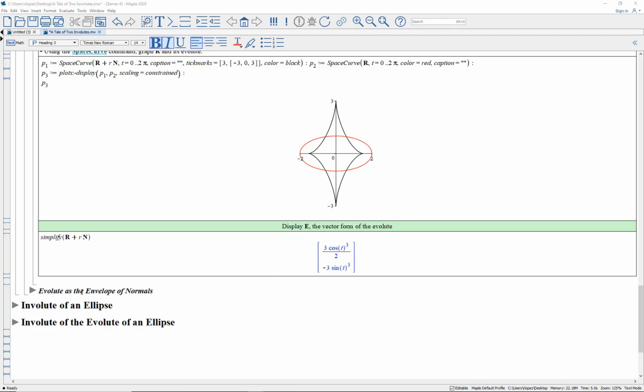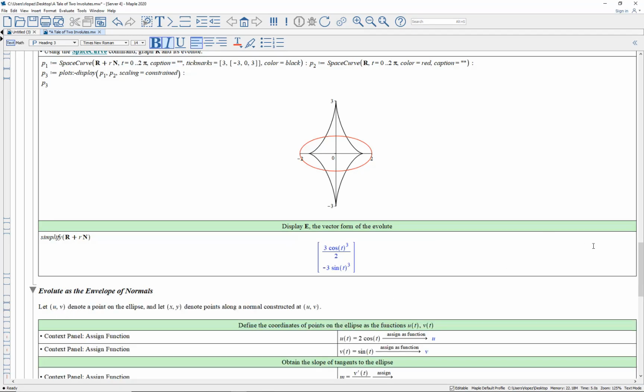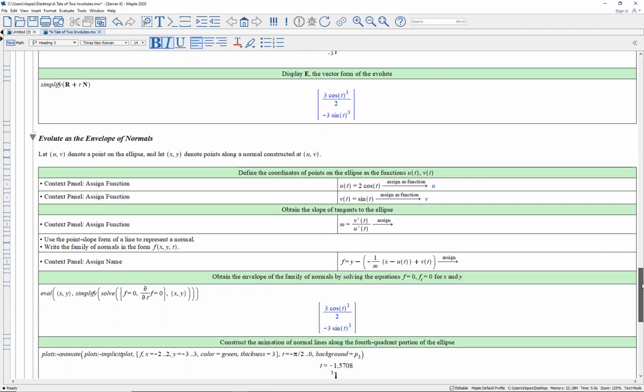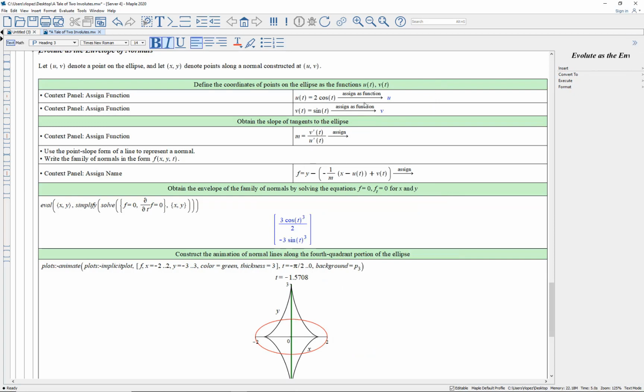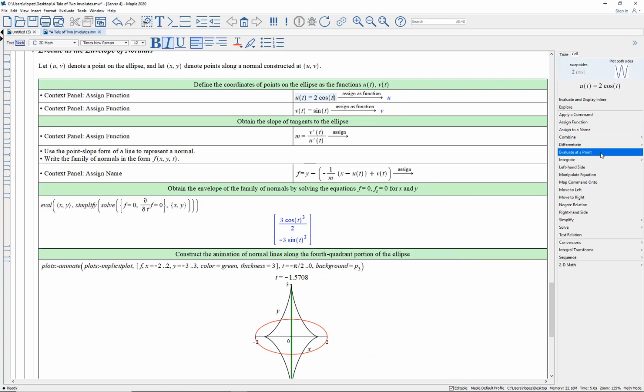So now let's compute the same evolute as an envelope of the family of normals. I want points on the ellipse to be referenced as u, v because I want to keep the coordinates x, y for points along the normal line. So u of t is 2 cos t, v is sine t, and I make these functions using the context panel here.